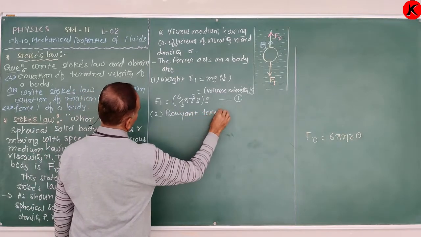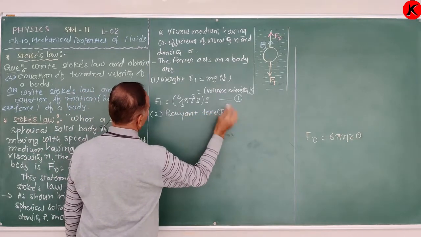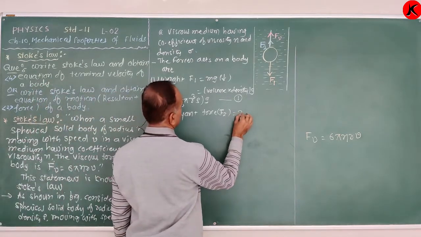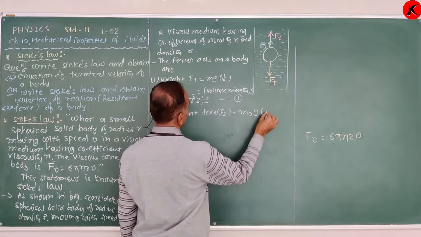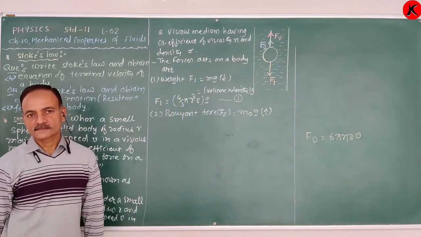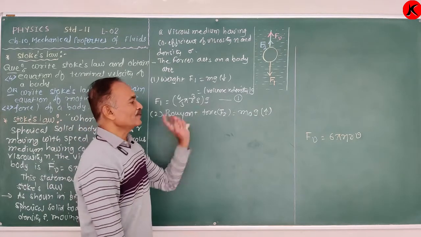That is the F1. Now what is the buoyant force? Buoyant force F2 is equal to m0 g. That acts in a vertically upward direction. Okay. Now what is the buoyant force?